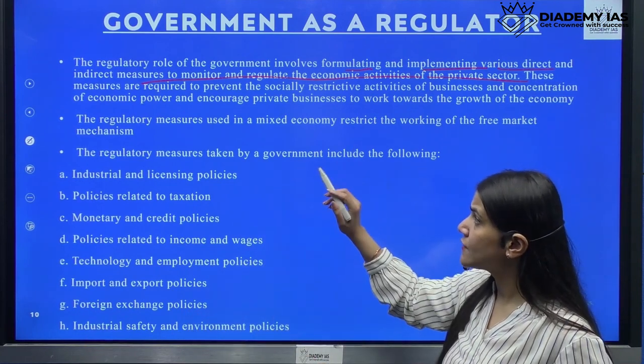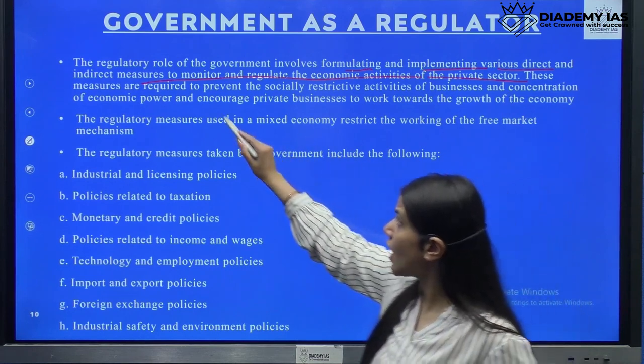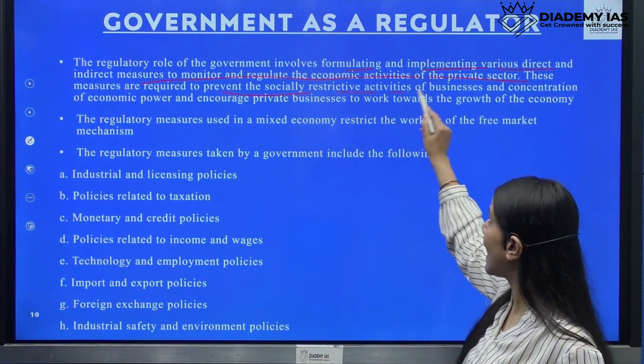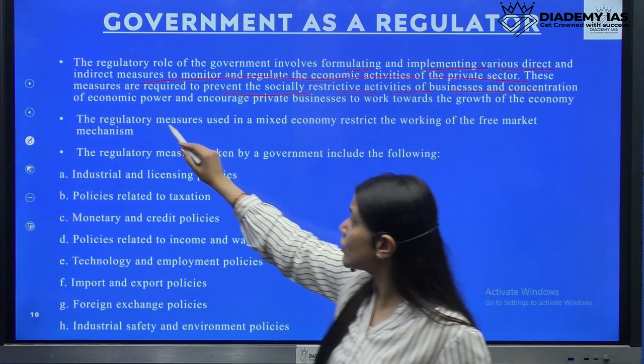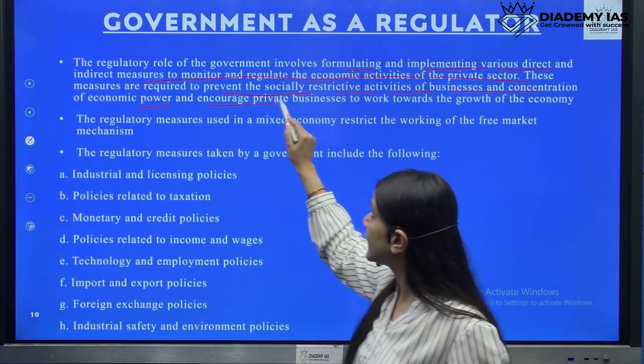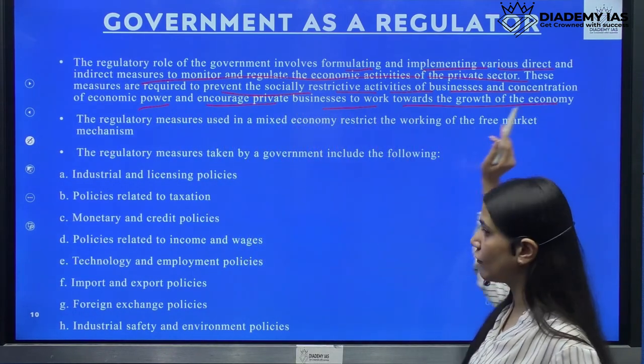So the government has to ensure that these measures are in place to prevent socially restrictive activities of businesses and concentration of economic power, and to encourage private business to work towards the growth of the economy.